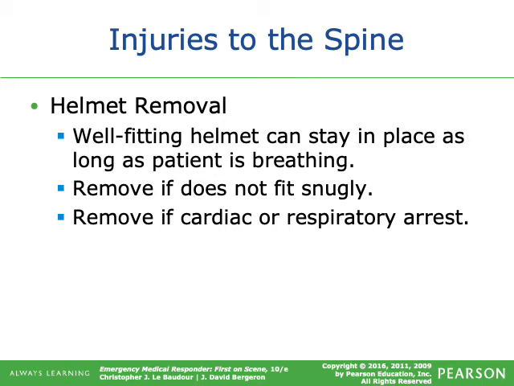A well-fitting helmet can stay in place as long as the patient is breathing. Remove it if it does not fit snugly. Remove it if cardiac or respiratory arrest occurs.